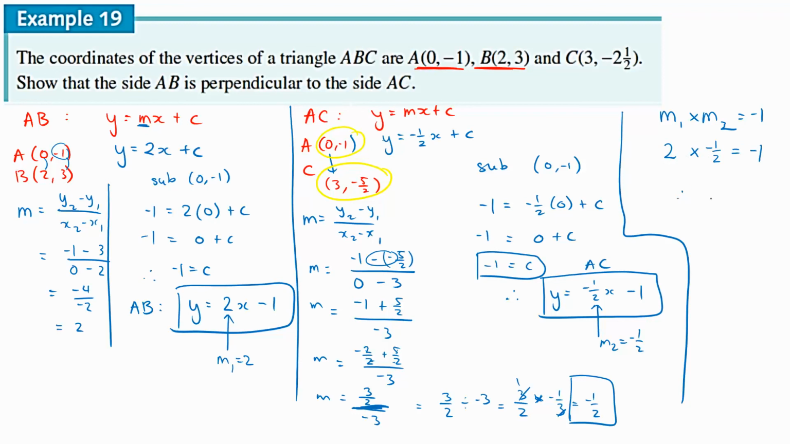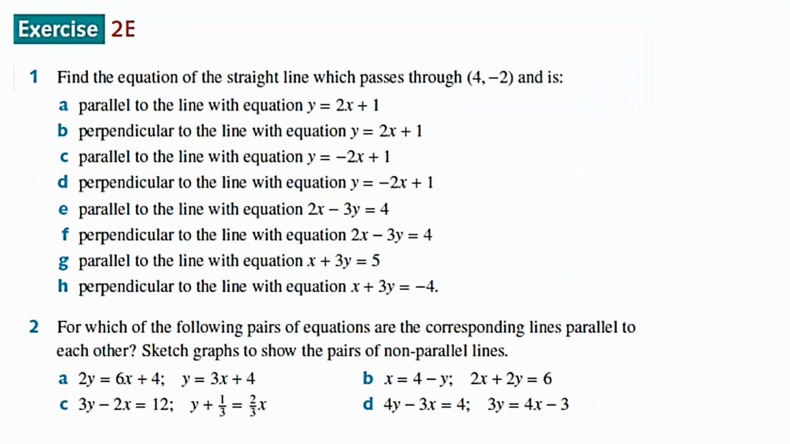So therefore, AB and AC are perpendicular. Okay, that's how you do that example. Alright, so you can see you're really just playing around with parallel and perpendicular lines. There were only two properties that you had to learn. Parallel means same gradient, different y-intercept, or you can have the same y-intercept, but then it's the same line. And perpendicular lines, m1 times m2 equals negative 1. That's all you're doing.